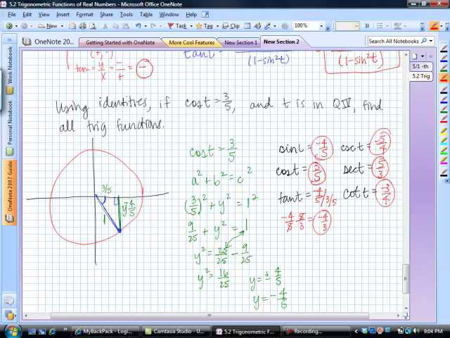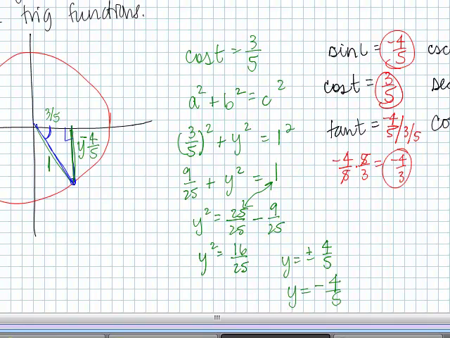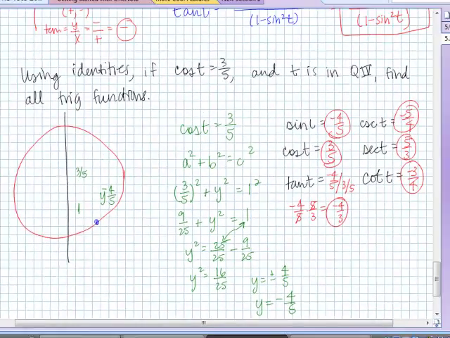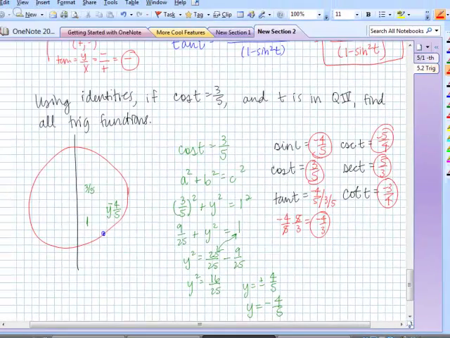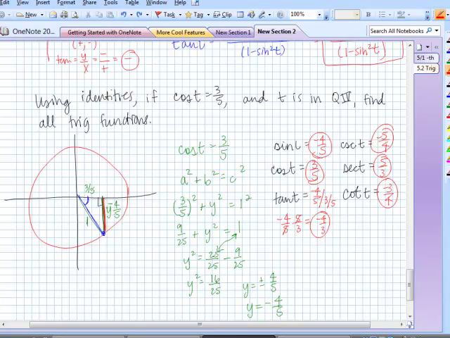You'll notice that the sine and the cosecant are negative because the y value is negative. Cosine and secant are positive because the x value is positive. Tangent and cotangent are both negative, because they are the ratio of x to y. And whenever you have a positive negative ratio, that makes for a negative number.